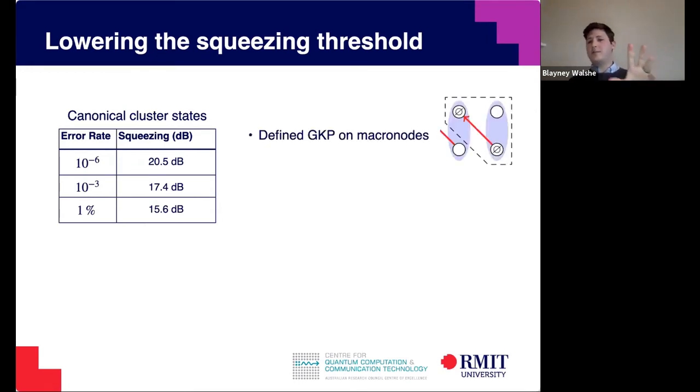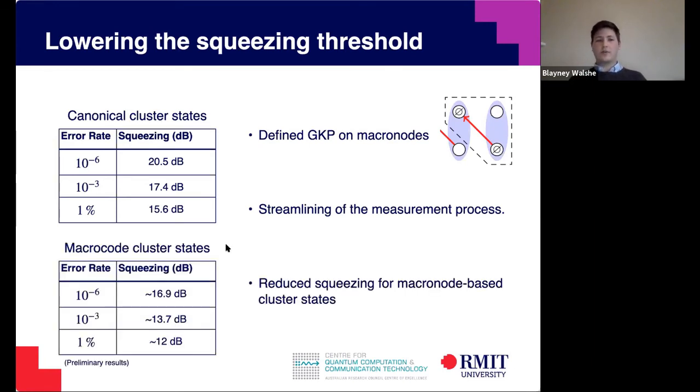And now that we've defined GKP error correction on macronodes, we can begin to make similar statements about how error correction performs on these macronode-based cluster states. That's what we're doing now, along with streamlining the measurement process to make some improvements to measurement-based error correction on macronode-based cluster states. Spoiler alert, I'm going to talk a little more about how we streamline the measurement process, but I do want to compare directly our preliminary results for 10 to the minus 6, which I've included, even though it's very conservative, just for comparison.